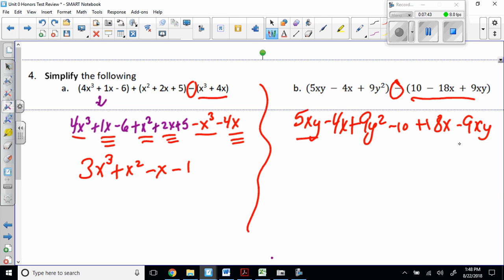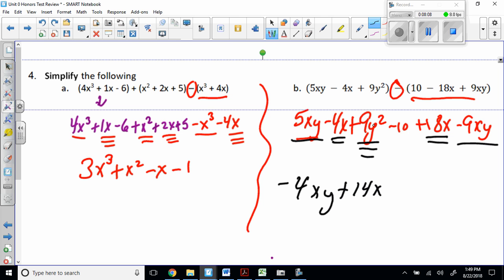So let's go grab that. I got a 5xy and a negative 9xy, which becomes negative what? 4xy. Yeah? All right. I've got a negative 4x, and I've got a positive 18x. So that would be plus what? That's right. Then I got a y squared. Do I have another y squared? Nope. It just comes straight down, ladies and gentlemen. And then, of course, last thing there is a negative 10.